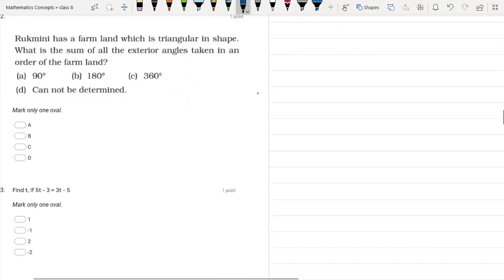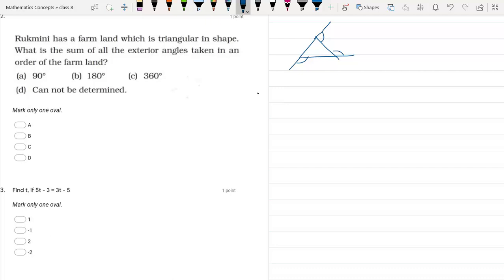Rukmini has a farmland in the form of a triangle. So suppose this is her farmland. What they are asking is, what is the sum of all exterior angles? Very simple, we have done exterior angle sum. Whatever figure you take, that will always be how much? 360. Whenever you take, it will always be 360.